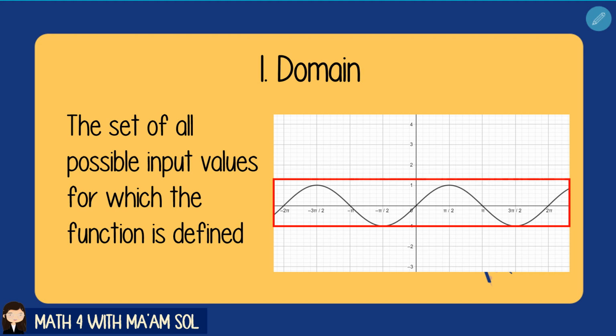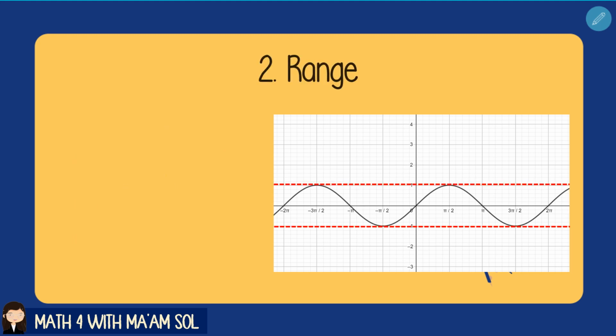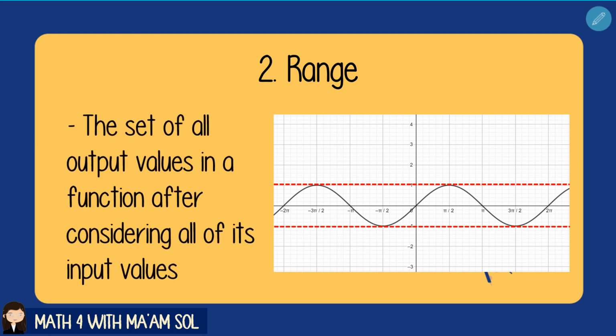If there are values that make f of x undefined, we exclude it from the domain of the function. We can determine the domain of a function by looking at the x-axis in its graph and looking at the values that the graph covers. Second criterion is the range. The range is the set of all output values in a function after considering all its input values. So these are values of f of x after you put in all the input x. In the graph, you can look at the y-axis and look at the range of values that the graph covers.